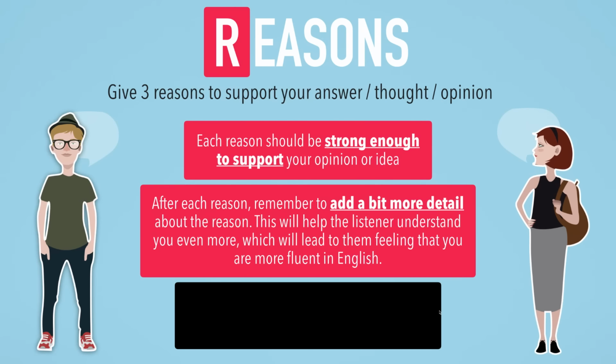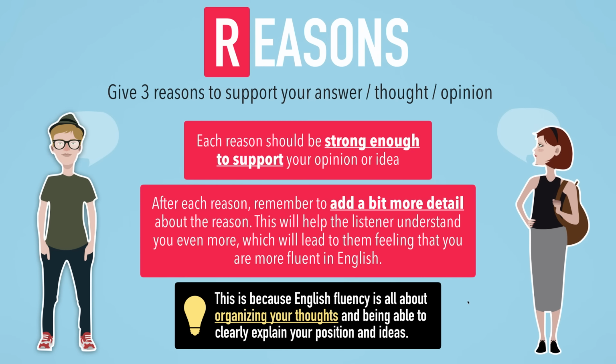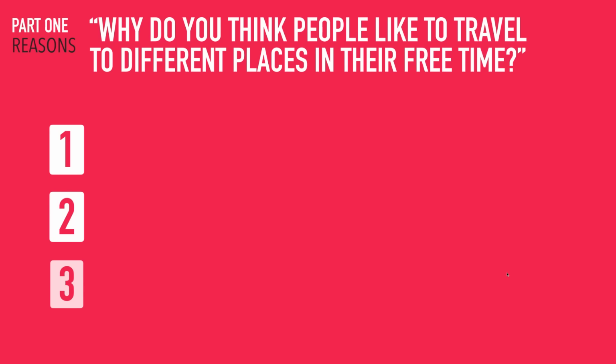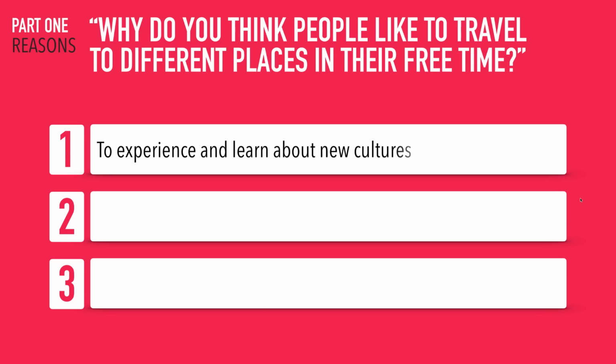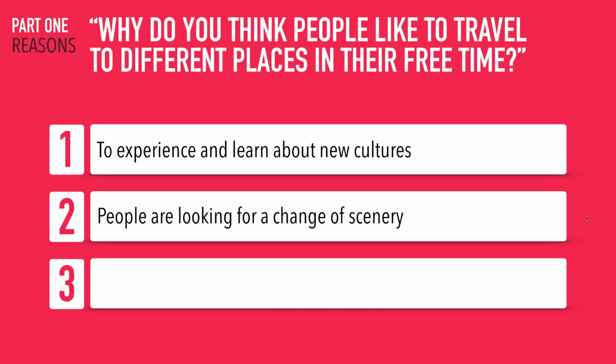Now, after each reason, you want to give a bit more detail, and this is because English fluency is all about organizing your thoughts and being able to clearly explain your position and ideas. So let's say, for example, we were asked this question. Why do you think people like to travel to different places in their free time? Well, using our formula, we have to start with 3 reasons. First, I would say to experience and learn about new cultures. Next, people are looking for a change of scenery. And finally, people want to explore new places.